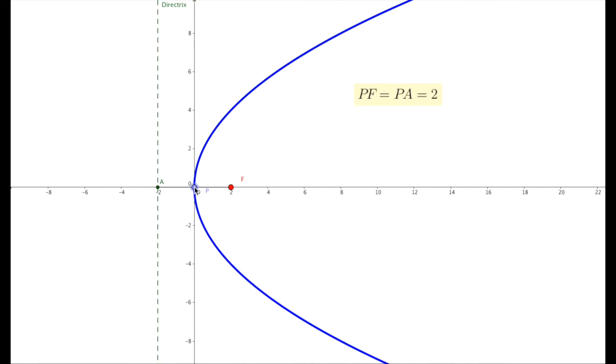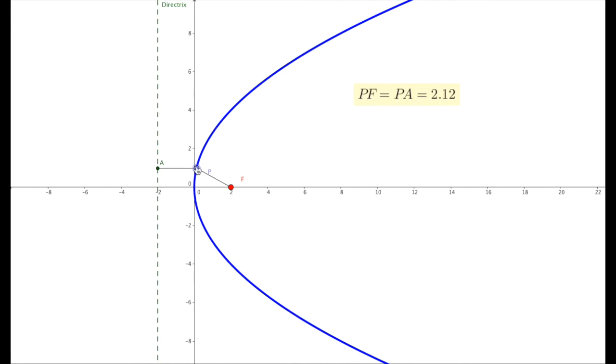This one's very easy. So if you go to the vertex, the focus in this case is 2 units to the right. Then the directrix will be 2 units in the opposite direction, 2 units to the left. If the focus went up 2, then the directrix would go down 2, and so forth and so on.